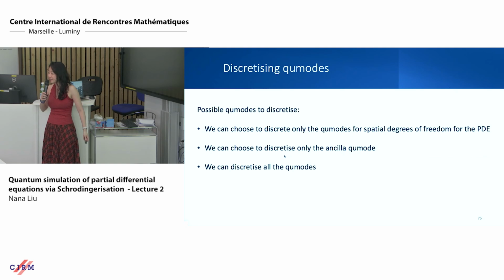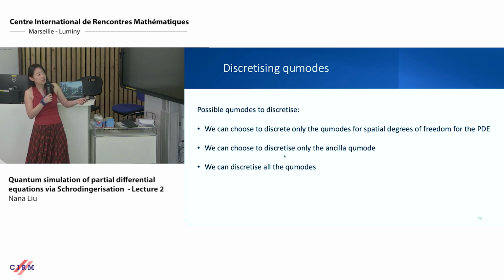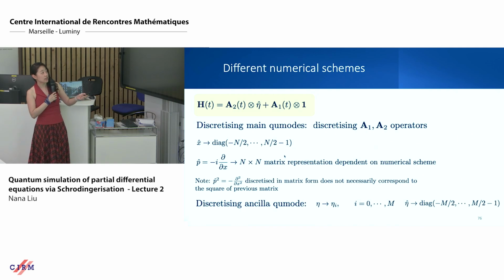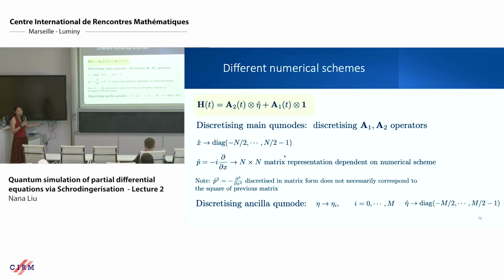When I talk about discretization, what do I actually mean by that? Which of the qmodes can we discretize? We can choose to discretize only the qmodes for the spatial degrees of freedom for the PDE, or we can choose only to discretize the ancilla qmodes, or we can choose to discretize all the qmodes, and this again is dependent on what kind of platforms you want to choose and so on. So here you can have different numerical schemes, and the idea is that to discretize the main qmodes, you want to discretize A1 and A2 operators.